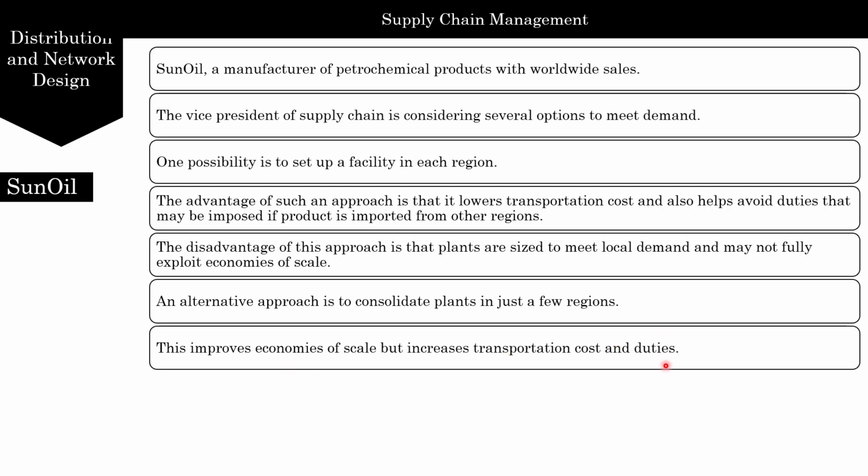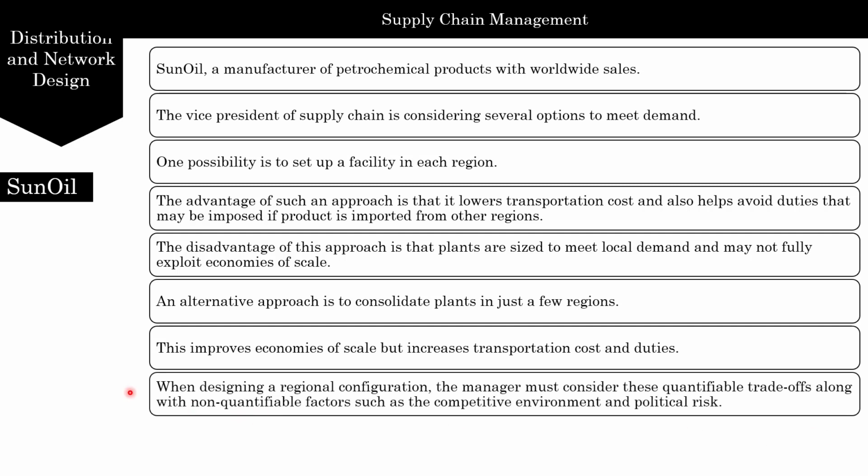Also, we talked about political risk. If you are putting all your plants in one region and there is something which causes disruption of the supply chain, like COVID-19 or an earthquake or political unrest, you're doubling down, so you want to make sure that this place is pretty stable. So when designing a regional configuration, managers must consider these quantifiable trade-offs along with non-quantifiable factors, the competitive environment, political risk, etc.